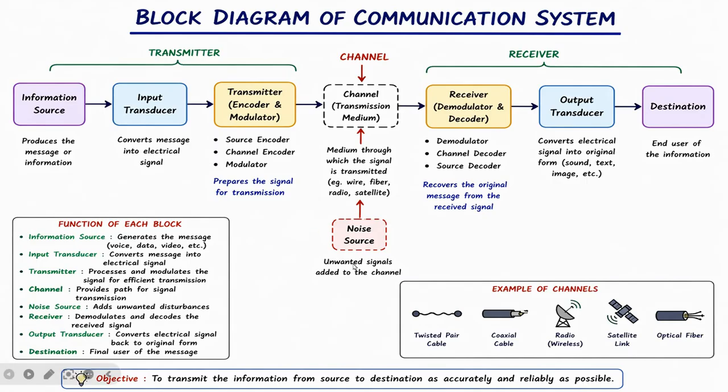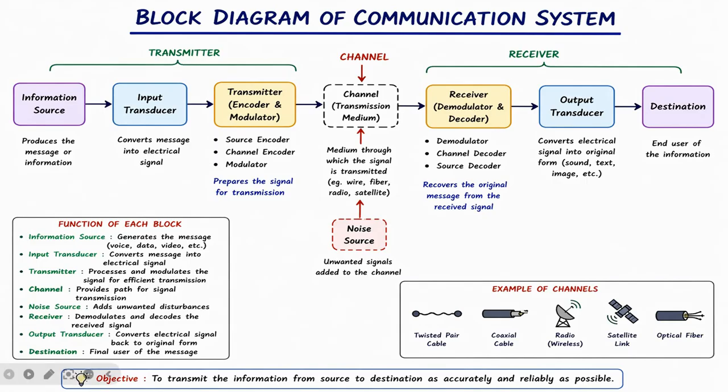Next, here you can see you have a noise source. Now while the signal is traveling through the channel, it will get affected by noise. Noise is just an unwanted signal which is added to the channel, and it acts as an unwanted disturbance that will distort the signal. So examples of noise are thermal noise, electrical interference, atmospheric noise, and many more. And this is the biggest challenge in the communication system. That is, we want to remove the noise which will alter our message.